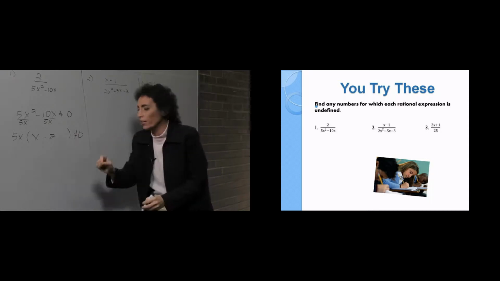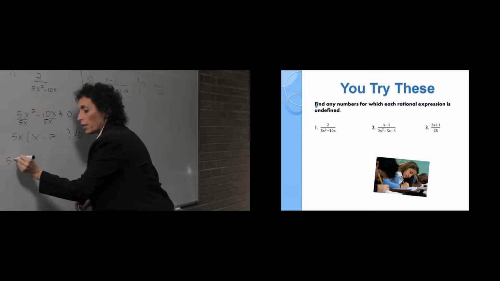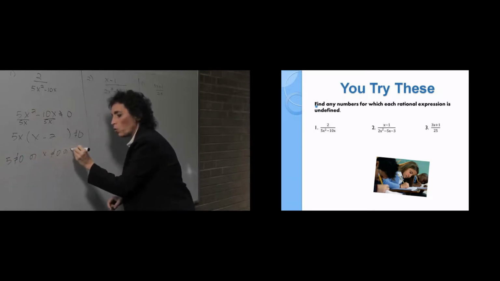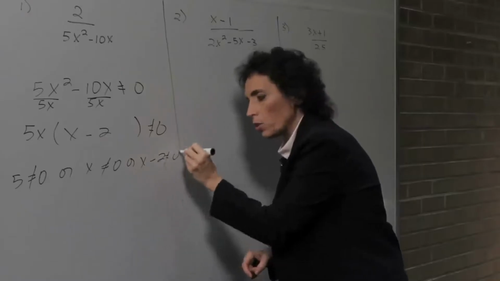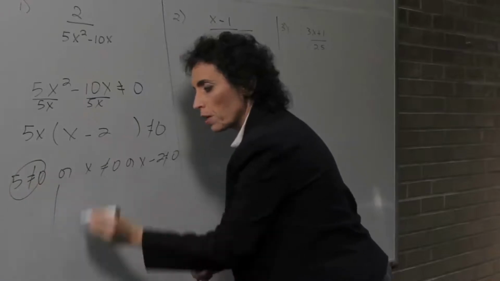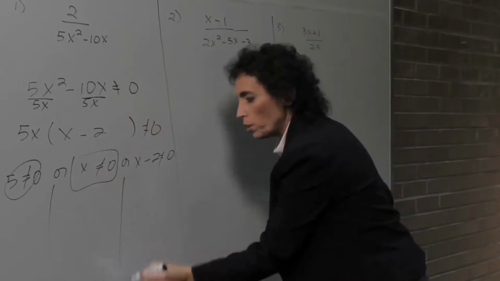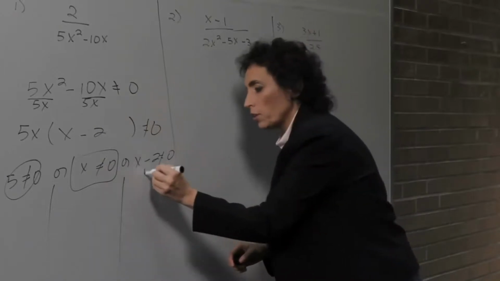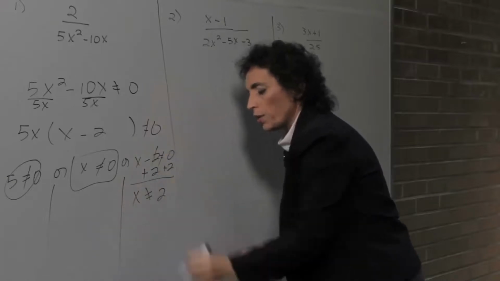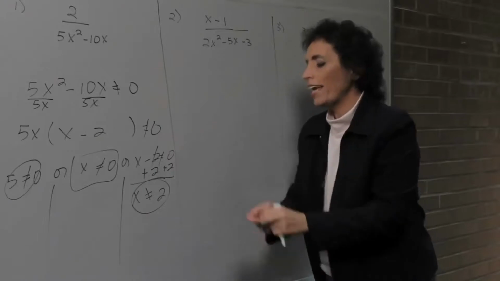Now I'm going to take each factor and set it not equal to 0. And remember, there are 3 now. 5 cannot equal 0, or x cannot equal 0, or x minus 2 cannot equal 0. So now we know this one is garbage. This is good, but we know x can't equal 0. And for the last one, I'm going to have to add 2 to both sides, and we get x cannot equal 2. So this is what I know: x cannot equal 0, and x cannot equal 2.